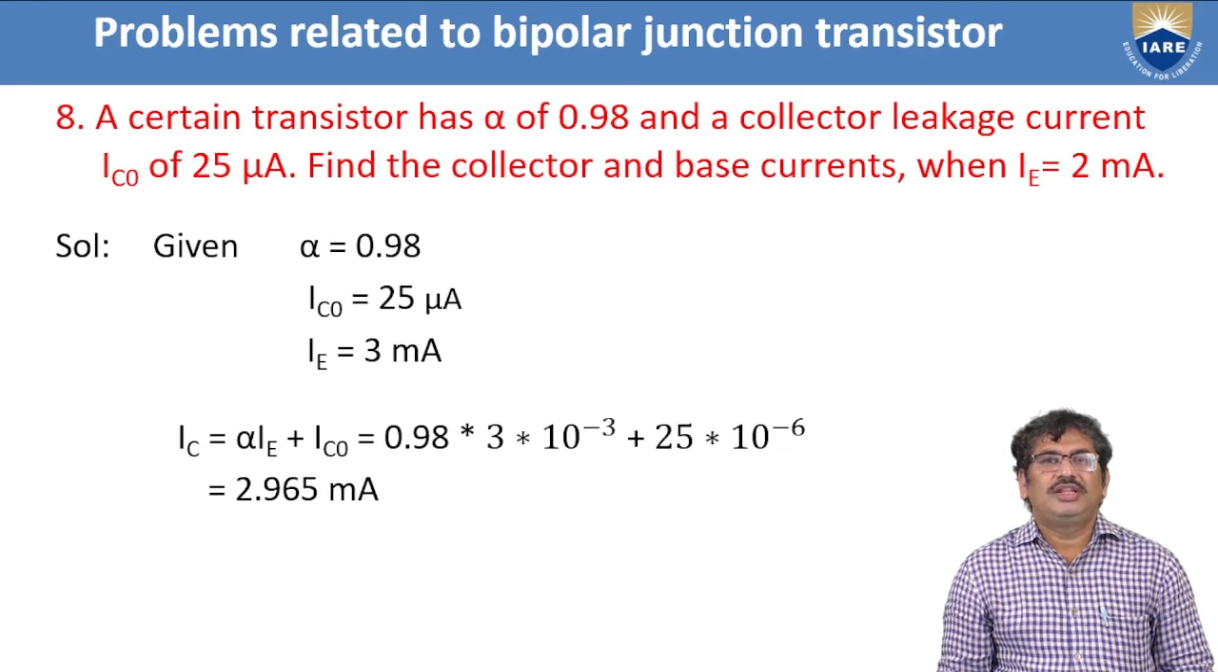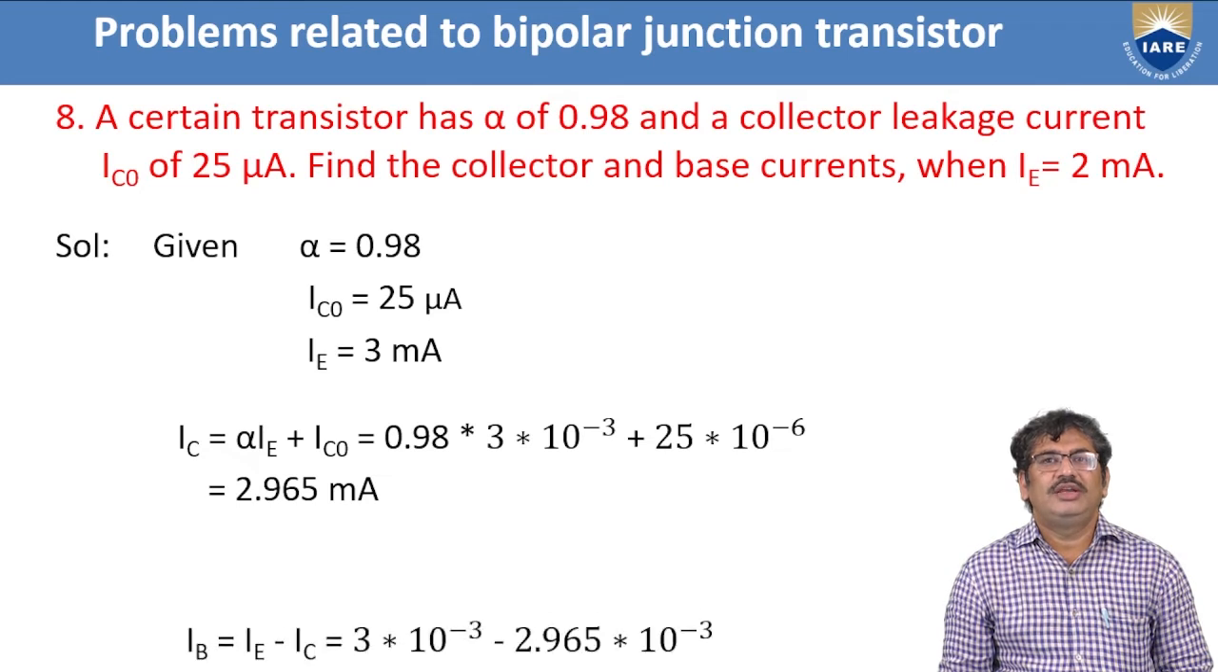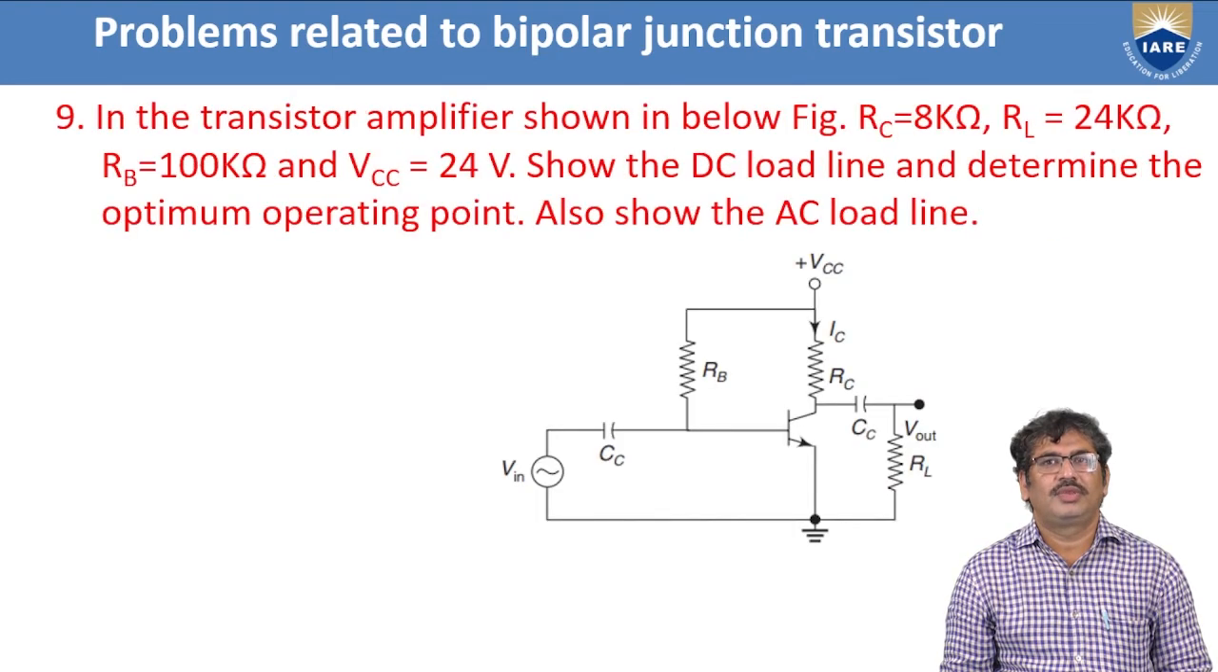Next, we need to estimate the base current. As we know, the emitter, base and collector currents are related as IE is equivalent to IB plus IC. From that, the base current IB we can express in terms of emitter current and collector current as IB is equivalent to IE minus IC. Upon substituting IE as 3 milliamperes minus IC as 2.965 milliamperes, we'll get base current is equivalent to 35 microamperes.